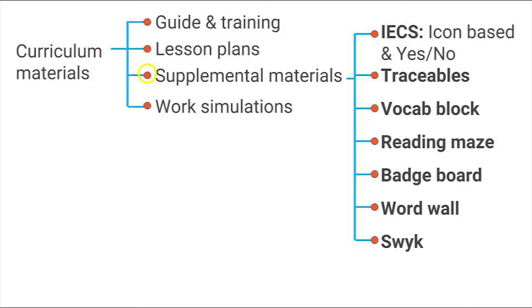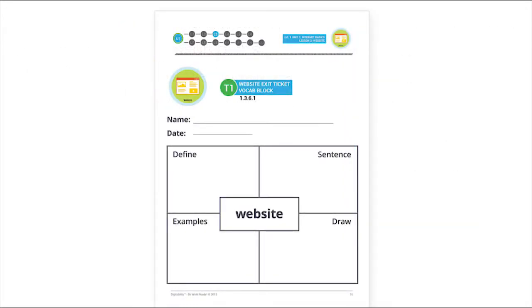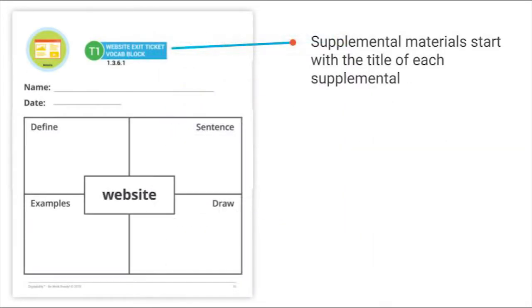Let's look at the different parts of how we identify supplemental materials. Each supplemental material will start with the title of each activity. So in this example, we see website, exit ticket, vocab block. So this is for the lesson about a website in Unit 1. It's the exit ticket for the lesson, so it's the last step of the lesson plan. And this activity is a vocabulary block where the student will write the definition of a website, use it in a sentence, list some examples, and draw it.